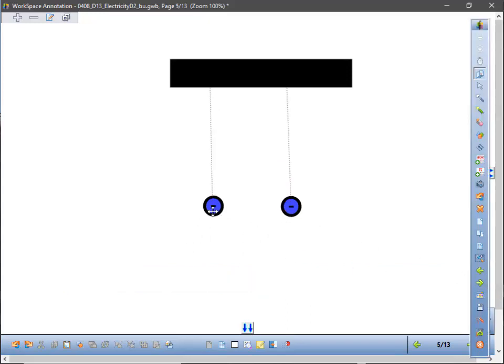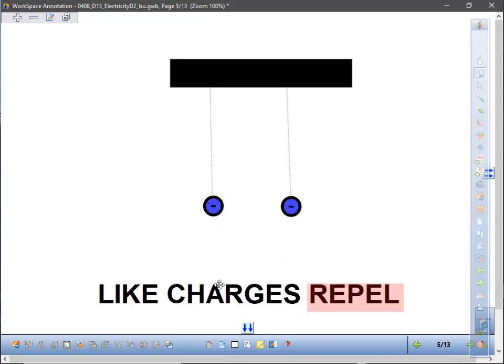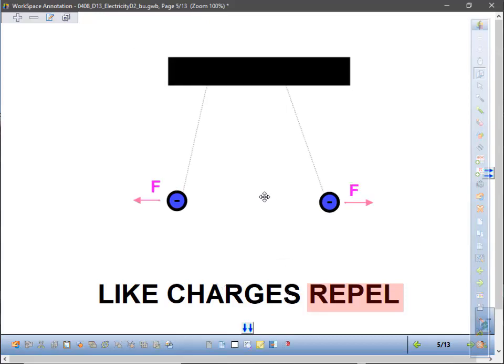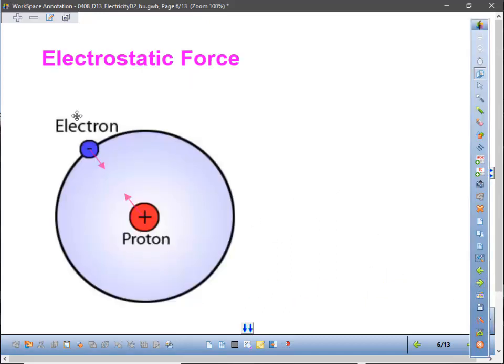What do you suppose will happen to these two spheres? One is negative and the other one is negative as well. Remember that like charges repel. They repel, which means they push away. So they will go something like this. And their forces will be pushing away from each other. So this was electrostatic force.